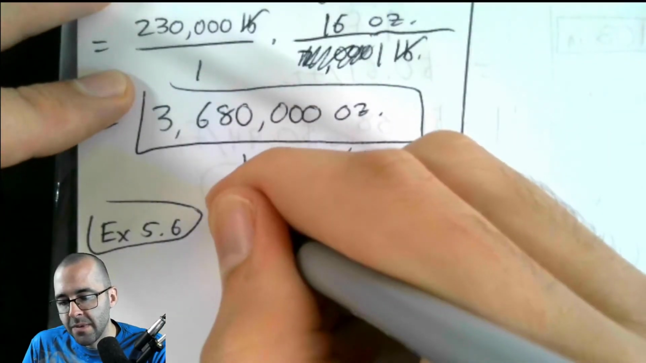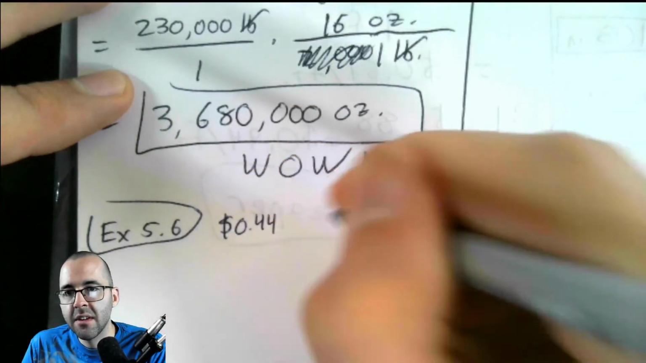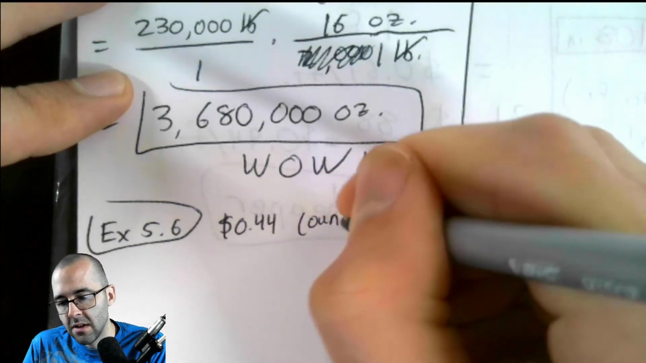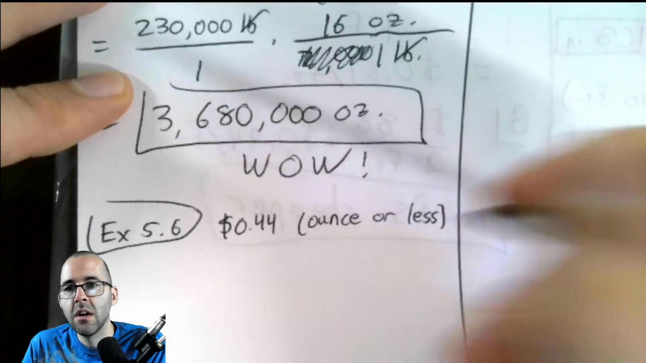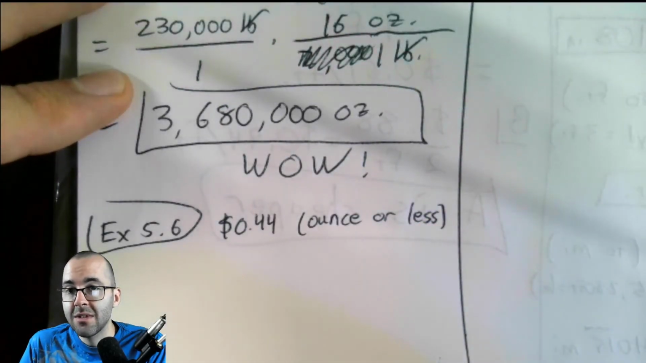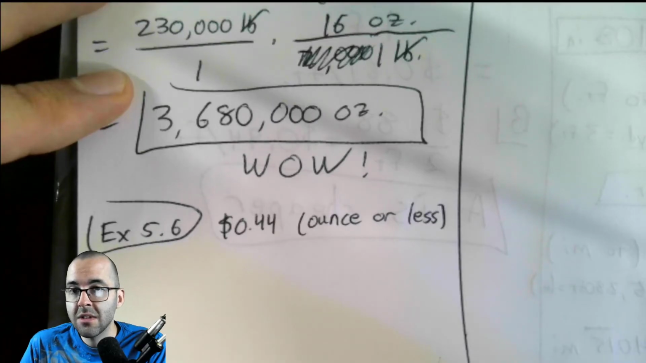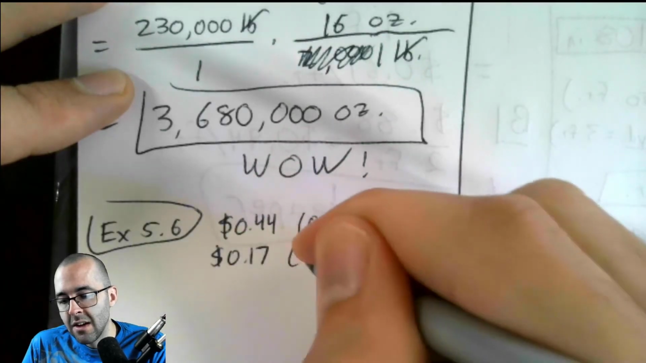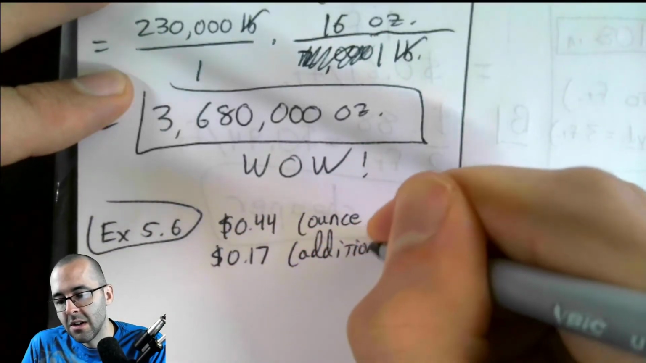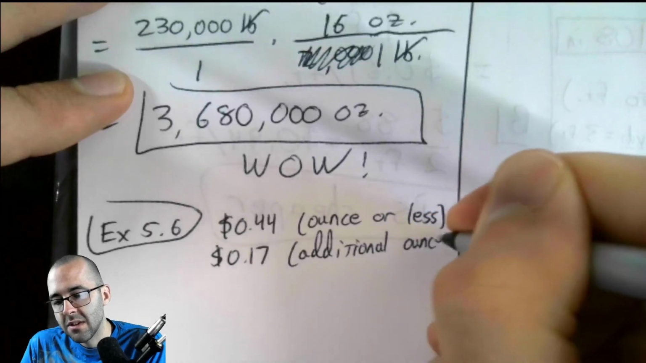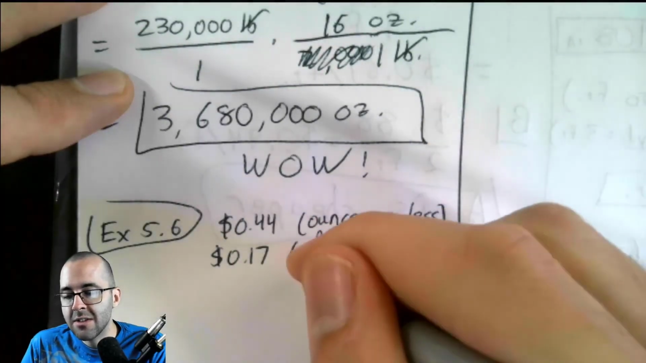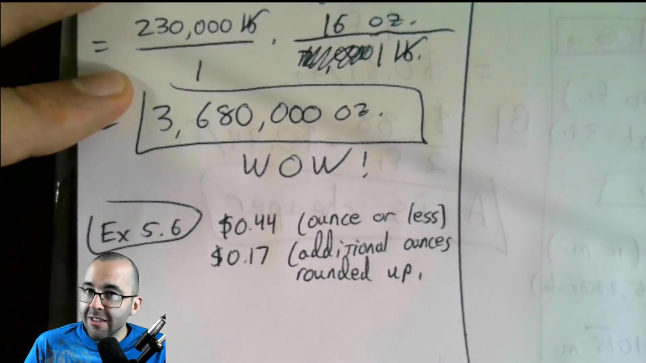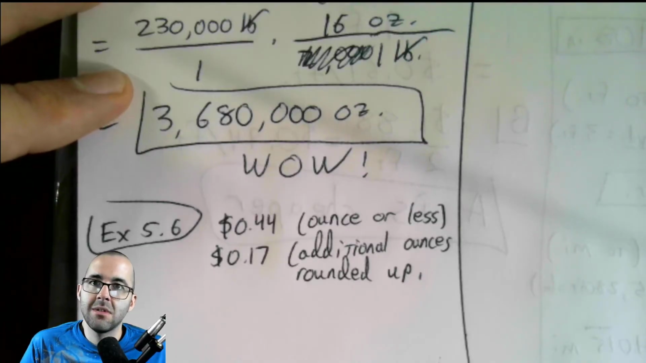Okay, so it's 44 cents for an ounce or less. And for an additional ounce or a fraction of an ounce, it's going to be 17 cents. 17 cents for additional ounces. So when it says or fraction of an ounce, that just means rounded up. Right? So if I have something that's 1/8 of an ounce, I'm going to have to still pay for the whole ounce. Okay?